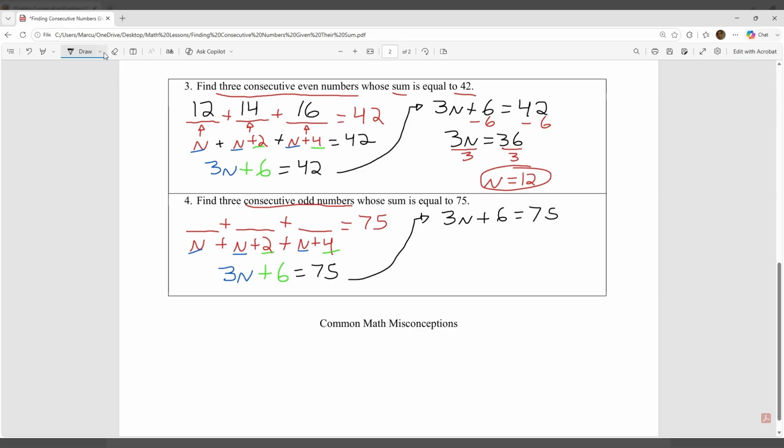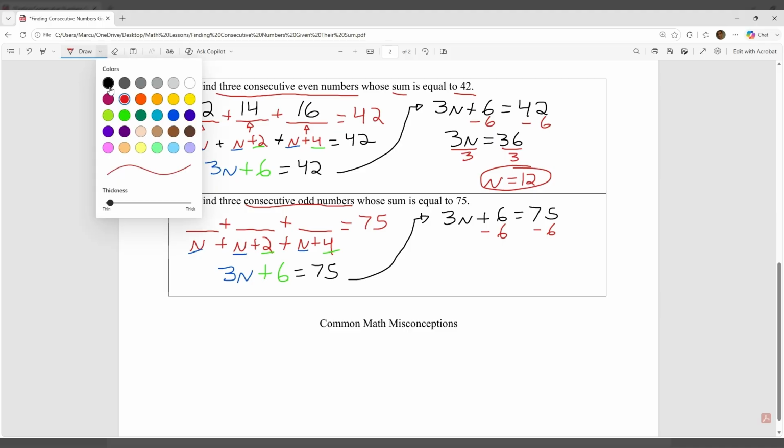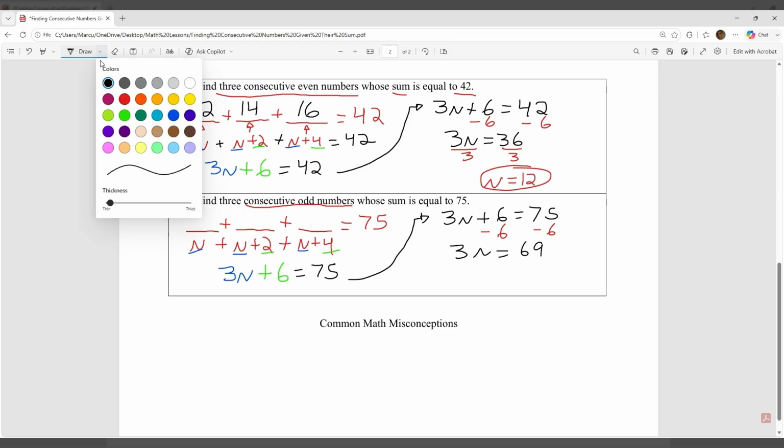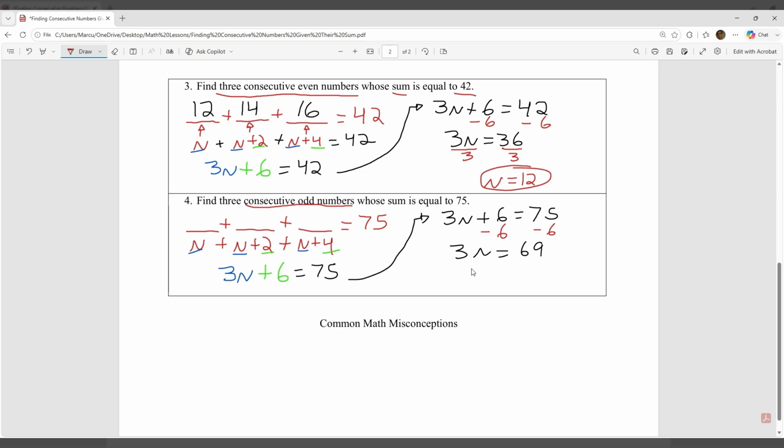Inverse operation, instead of adding 6, we're going to subtract 6 from both sides. So you get 3n is equal to 69. And then you want to divide both sides by 3. And you're going to get n is equal to 23.